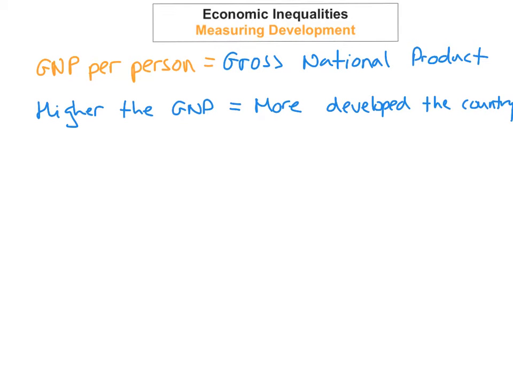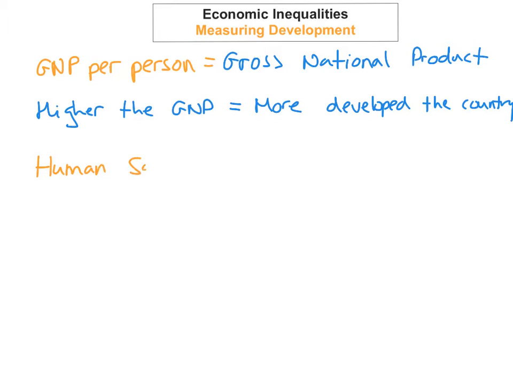Okay, so this is a good way to measure how developed a country is. But it doesn't really give us the overall quality of life. It doesn't tell us how well the standard of living or the quality of life that the people living in that country get. So what we use to measure the quality of life is the human suffering index.